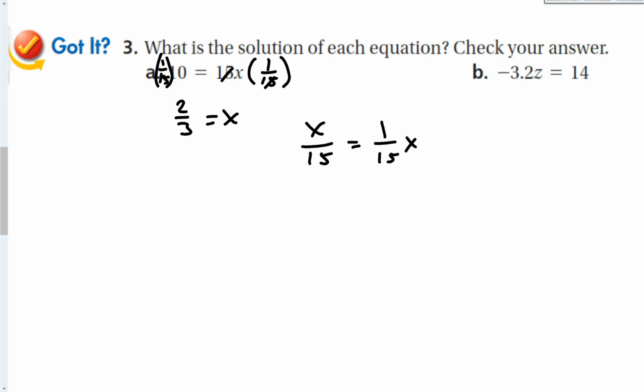Part B is a little simpler, and we can just use a calculator to get this. We divide both sides by negative 3.2, and we get that z is equal to 14 divided by negative 3.2, which is, let's leave it as a decimal since we have decimals in this problem, negative 4.375. Usually if a problem has fractions, you should leave it in fractional form. If a problem has decimals, you should leave it in decimal form, and get used to being able to go back and forth between both of them.